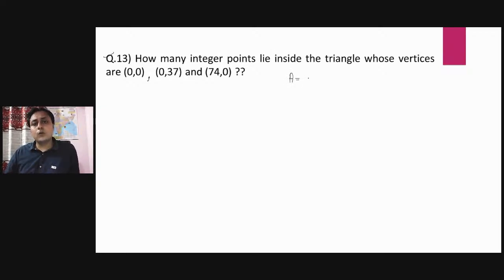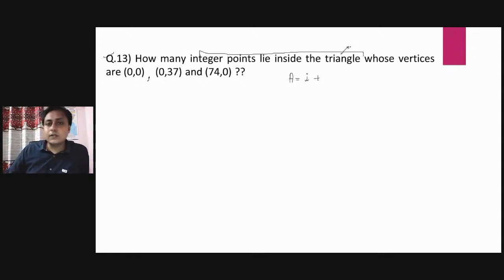So area of polygon equals what? I means the number of points inside the polygon. Basically, that is what we have to find. You have to find the value of I in this case, the integer points that lie inside the triangle. So triangle is also a polygon, a three-sided polygon, right? Basically, you have to find the number of integer points inside the triangle.